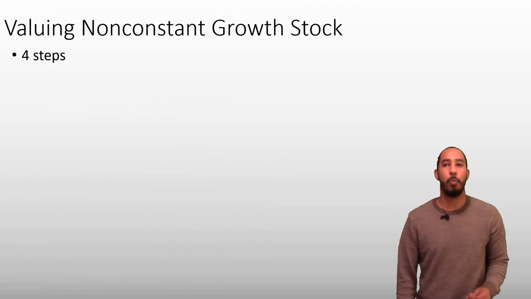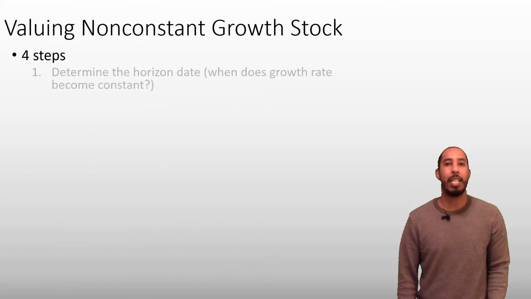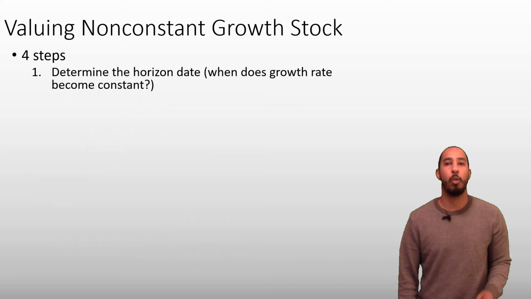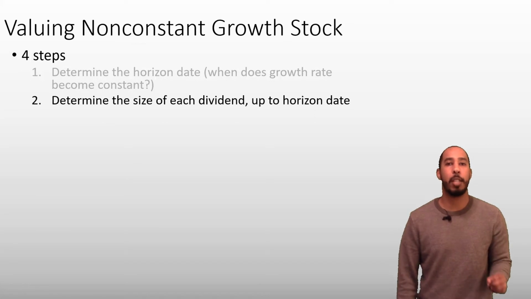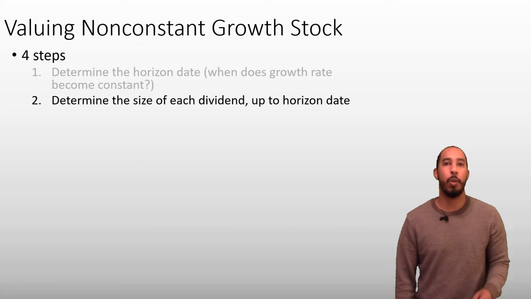We can use a four-step recipe to value a non-constant growth stock. The first step will be to determine the horizon date. That is, determine the point in time in which the growth rate in dividends becomes constant. The next step will be to determine the size of each dividend up to that horizon date. What dividend will the company pay next year, the following year, etc. We'll need to do this for each date up until the horizon date.